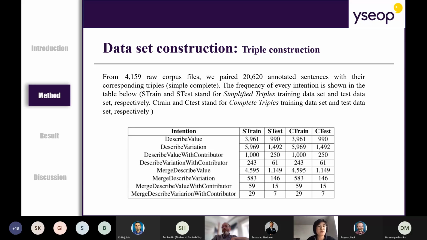At last, from 4,159 raw corpus files, we paired 20,620 annotated sentences with their corresponding triples. The frequency of every intention is shown in the table below. So we have the dataset of simple triples and also of complete triples.